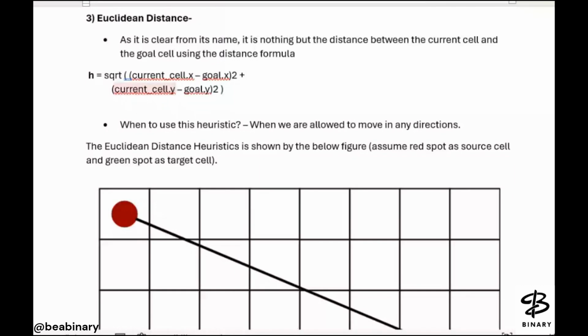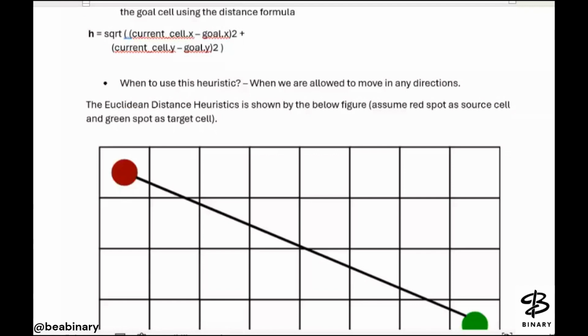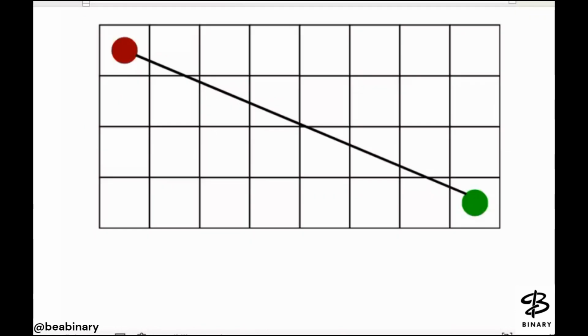When to use this heuristic? When we are allowed to move in any direction, then we use the Euclidean distance. So there are three approaches that we have discussed for the A* algorithm. What three approaches have we discussed?